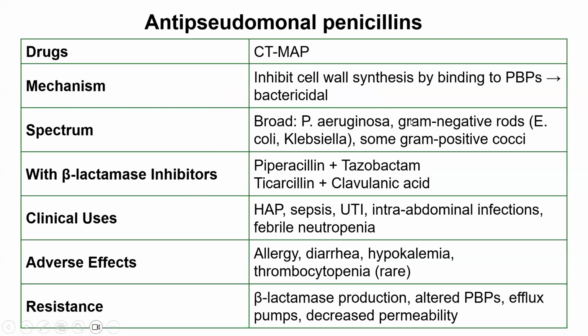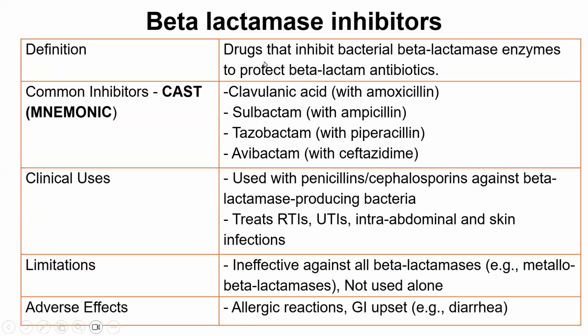And this is the table I have made for anti-pseudomonal penicillin. Already I have discussed CT MAP, carboxypenicillin and ureidopenicillin, and you can refer to this table for short notes of anti-pseudomonal penicillins. And also for beta-lactamase inhibitors, remember CAST, C-A-S-T, CAST. So C for clavulanic acid, A for avibactam, S for sulbactam, T for tazobactam.